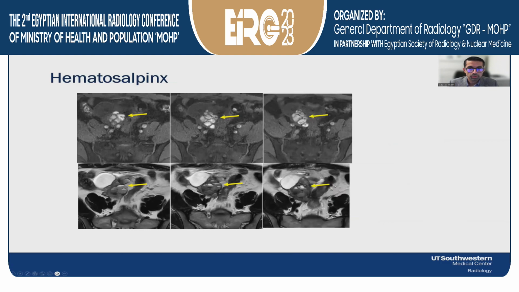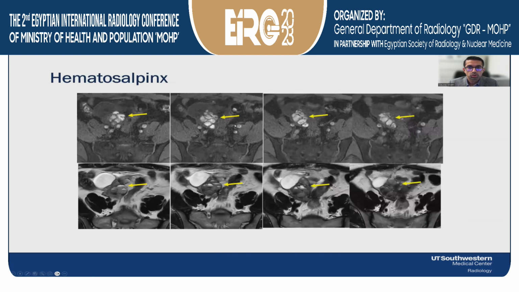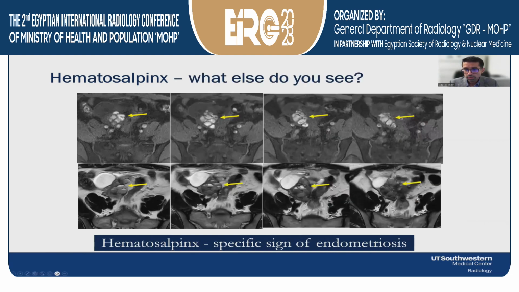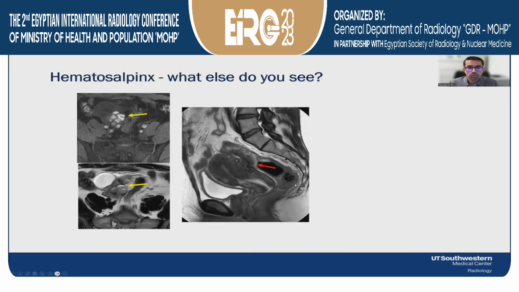Here's a patient with hematosalpinx. You can see this tubular structure that's very, very bright on T1, and it's got this slightly darker signal on T2. This is a good appearance for hematosalpinx, but what else do we see? This red arrow is pointing to very dark T2 plaque that's causing tethering of this hematosalpinx to the rectum. If we look at this on a different view, on the sagittal view, you can see this is a large plaque along the posterior surface of the uterus, and it's actually invading the anterior rectal wall.